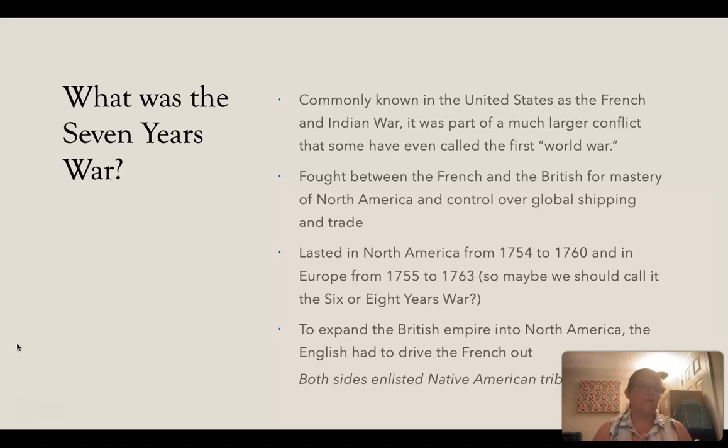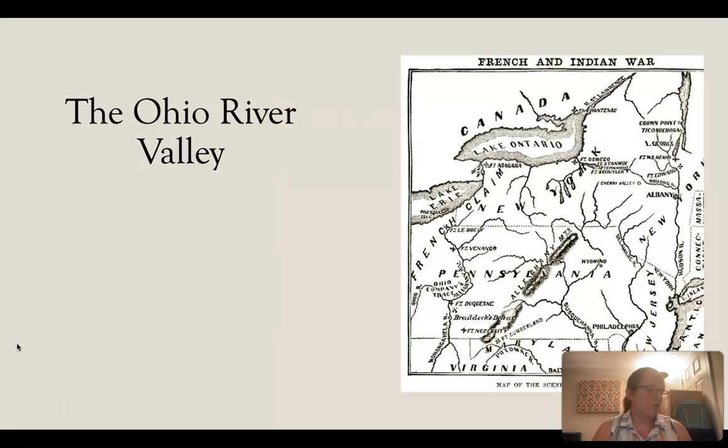And there were a lot of victims of the Seven Years' War. It was a very bloody conflict, and it really became this extremely devastating war for a lot of people. So how does this conflict start? It starts in a particular place. It starts in the Ohio River Valley.